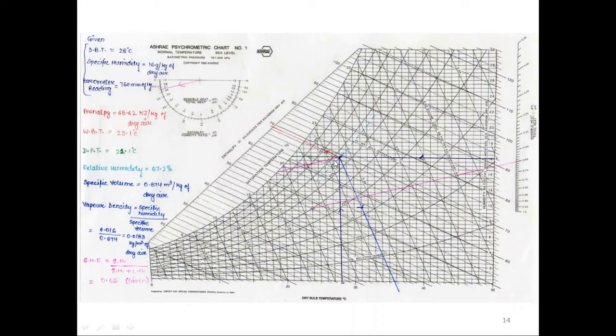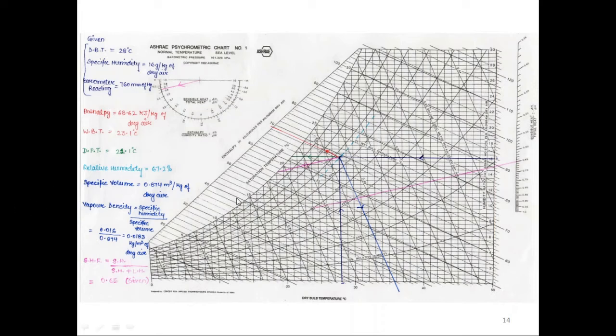Next is relative humidity. These are curved lines. As you can see, 60 and 70. From the given point, draw a line parallel to this 70% relative humidity line. So we have drawn a line parallel to this. We can see that this line is closer to 70% relative humidity. So we get the value 67.2% relative humidity. The more accurate the scale you use, the more accurate the value you will get.